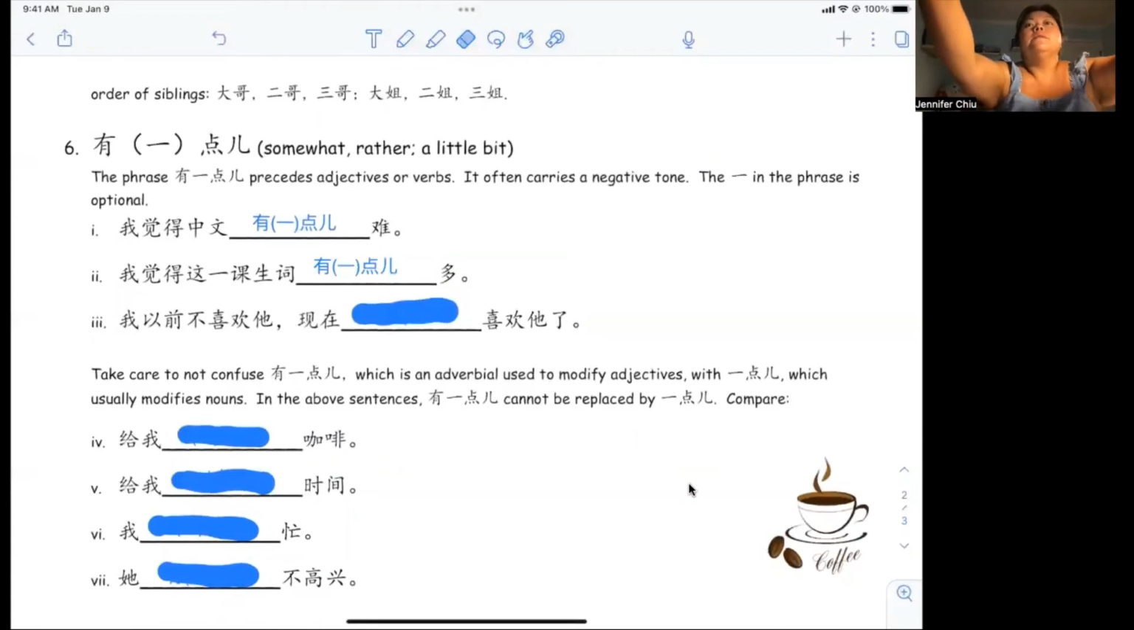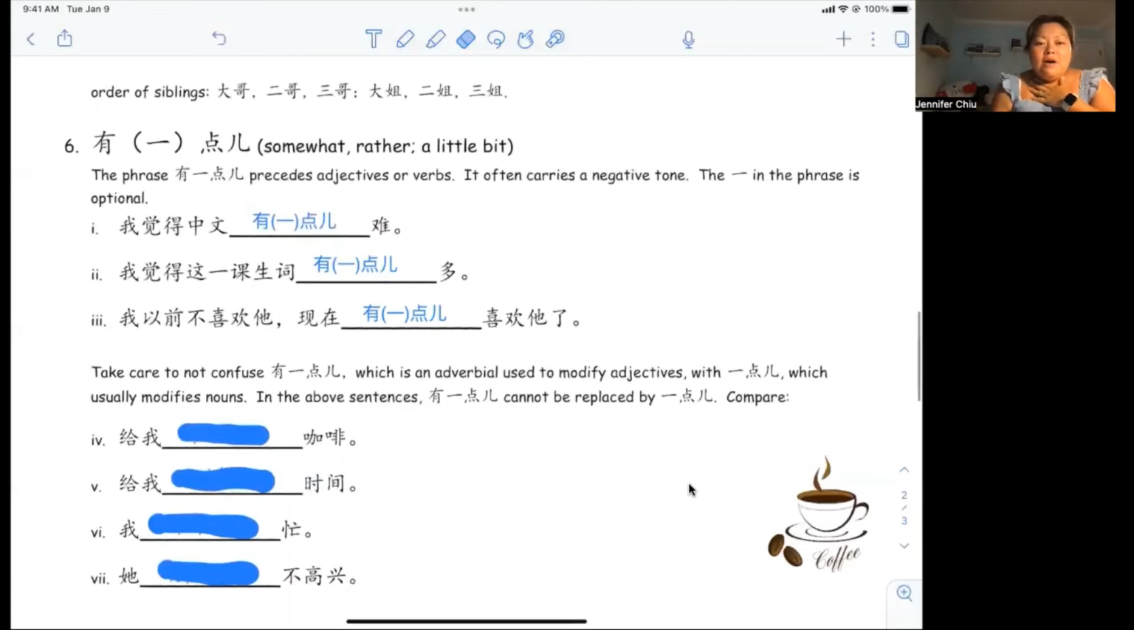All right? And then, next one, number 3. 我以前不喜欢他, I didn't like him before. 现在有一点喜欢他了, or 现在有点喜欢他了. So you like him a little bit. So like I said, often, but not always a negative tone. 有一点喜欢 is a positive tone. You like him a little bit.